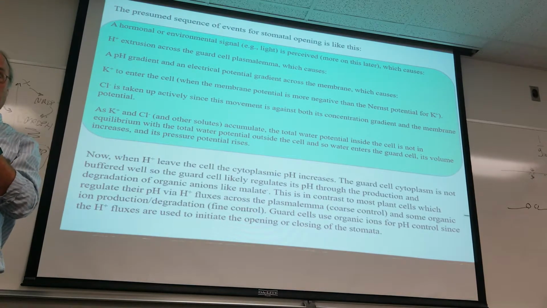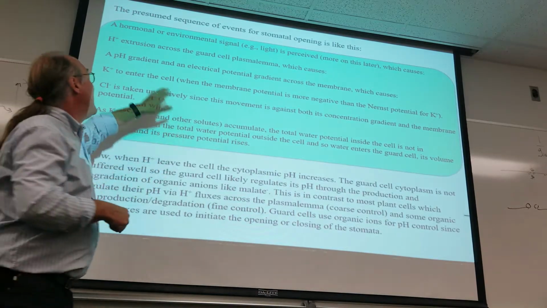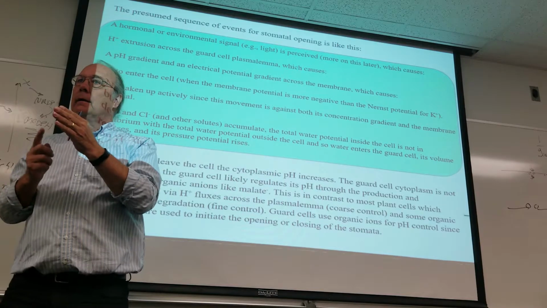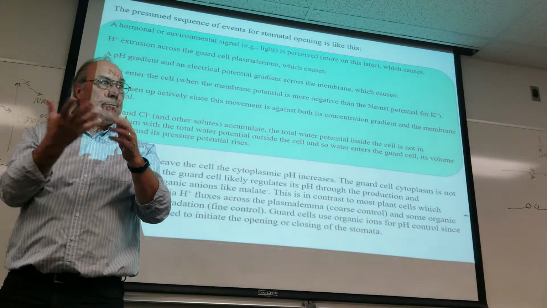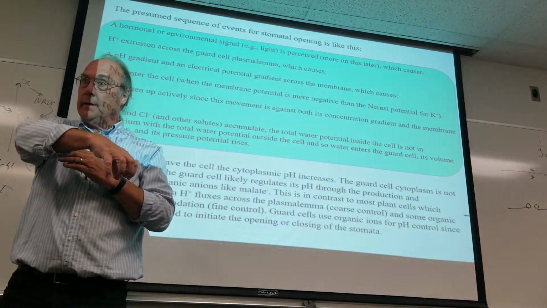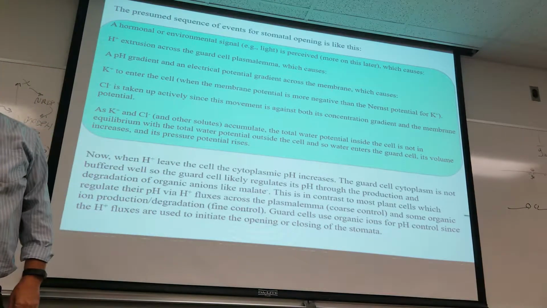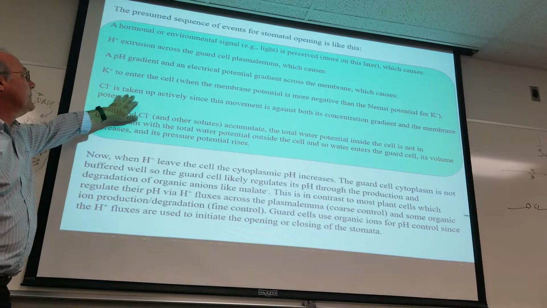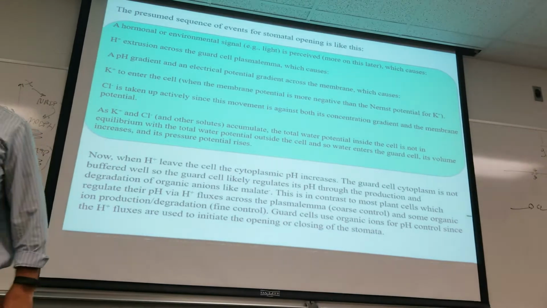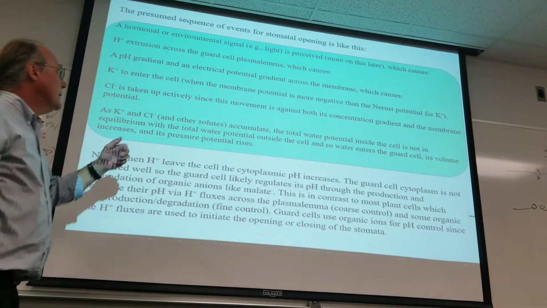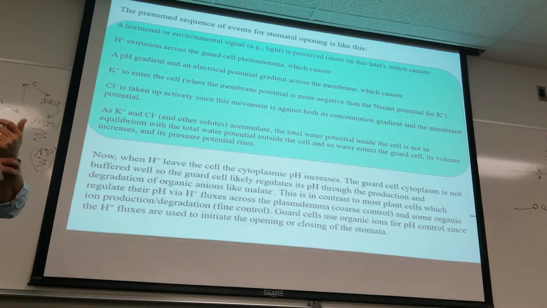When that electrical potential becomes high enough, so it's positive out and negative in, the positive potassium ion can move passively in response to that difference in electrical potential, right? It's positive, it's going to move to the negative thing like a magnet. So the potassium enters passively. Chloride, though, being negatively charged, is likely taken up actively, since that movement is against its concentration gradient and its membrane potential. Right?